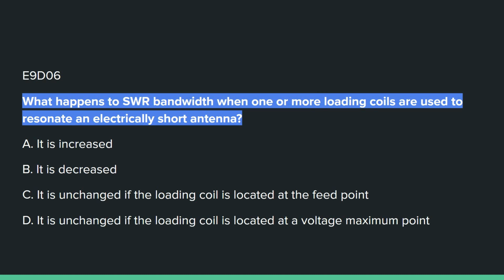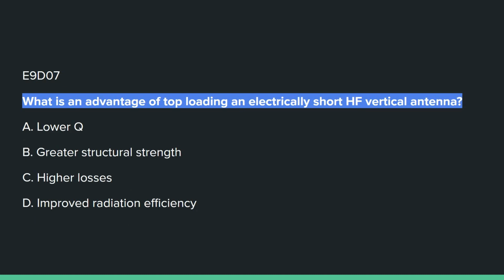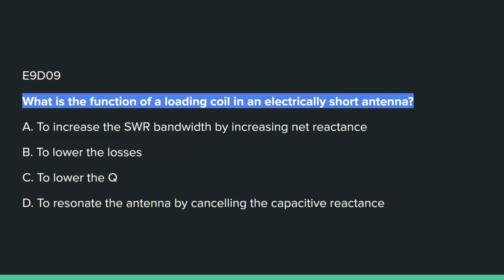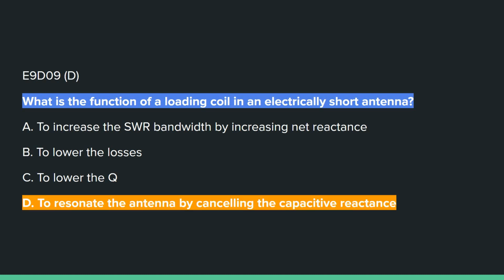E9D06, what happens to SWR bandwidth when one or more loading coils are used to resonate an electrically short antenna? B. It is decreased. E9D07, what is an advantage of top loading an electrically short HF antenna? D. Improves radiation efficiency. E9D08, what happens as the Q of an antenna increases? B. SWR bandwidth decreases. E9D09, what is the function of a loading coil in an electrically short antenna? D. To resonate the antenna by canceling the capacitive reactance.